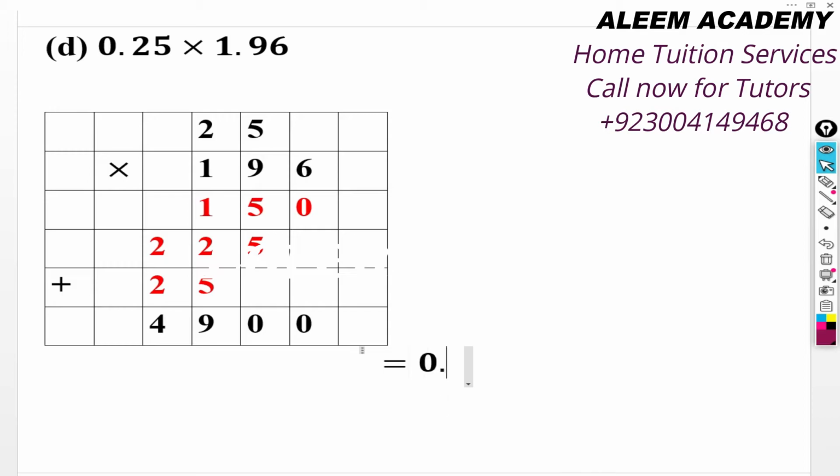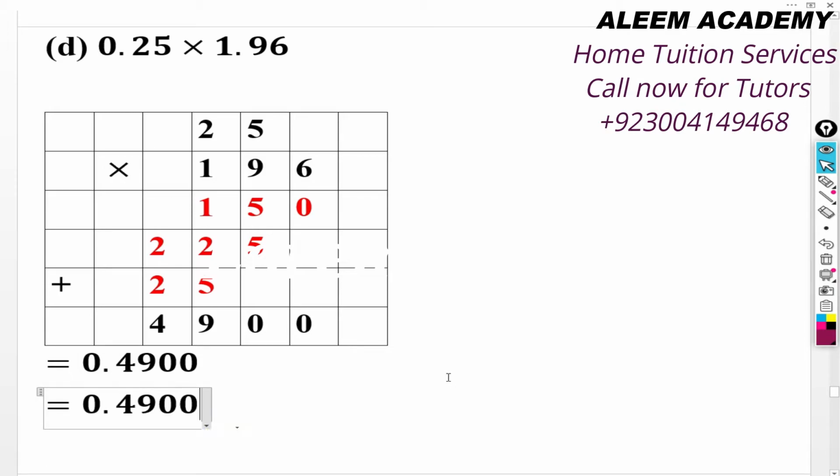So 0.4900, or in place of the last 2 zeros, you can simply skip them and write here 0.49, because by the rule of mathematics they are valueless. We do not need to add them here. Okay, so we can simply write 0.49 as your final answer.